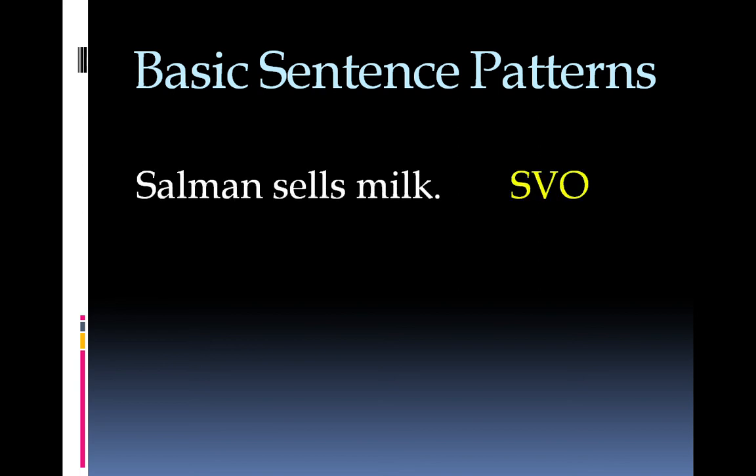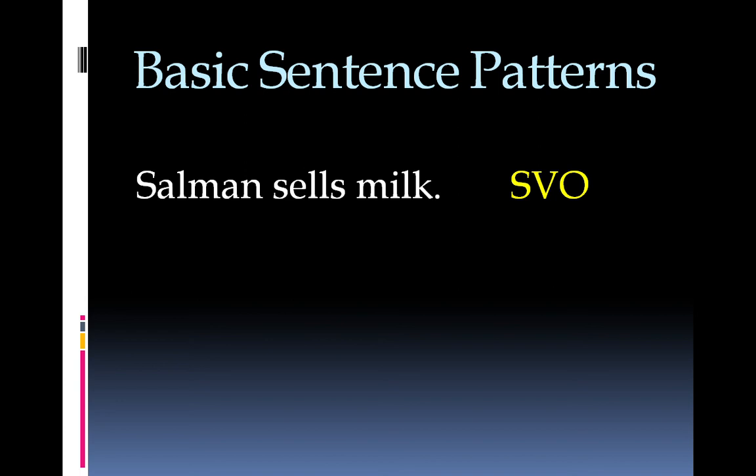Based on the types of verbs used in them, sentences in the English language have three basic patterns. Let's take a brief look at them. Salman sells milk. The subject in this sentence is Salman. The verb is sells. Sells is an action verb, a main verb. What does Salman sell? Milk. The answer to the what question is milk. This action of selling is being performed on milk. So sells is a transitive verb as well. It's a main verb, action verb, and a transitive verb.